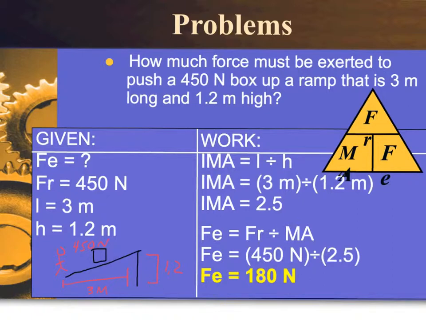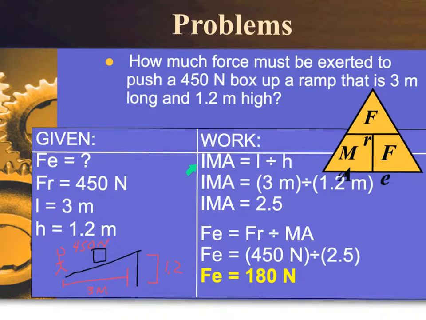Now I have sketched out our little scenario here. We have our inclined plane that's 3 meters long. The height is 1.2 meters. And then we're pushing a box that has 450 newtons. And we need to know how much effort this individual needs in order to push this box up the inclined plane. The first thing we need to do is we need to calculate the ideal mechanical advantage.